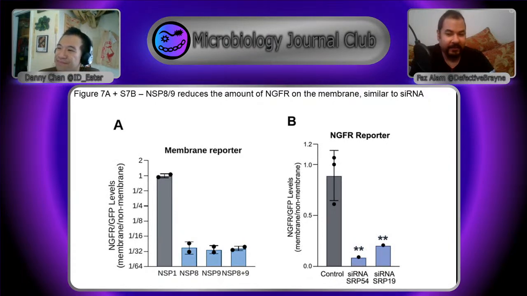So the basic thing is, if these are having an effect, then you see the glowing disappear, and that's what they see. They found with the membrane reporter that NSP1 doesn't have any effect on this, which is quite a good use of a control. And also they compare it to siRNAs to interfere with direct parts of the signal recognition particle, just as a comparison, so we can see that they both act and have a similar outcome.